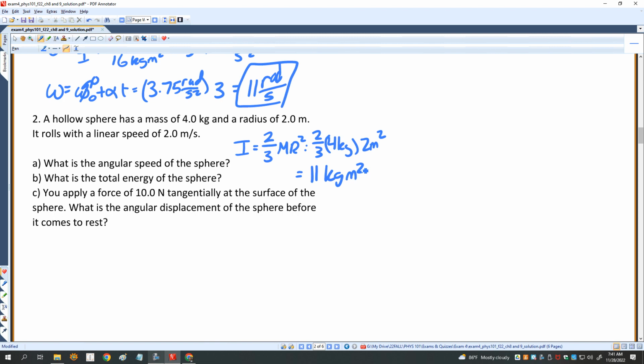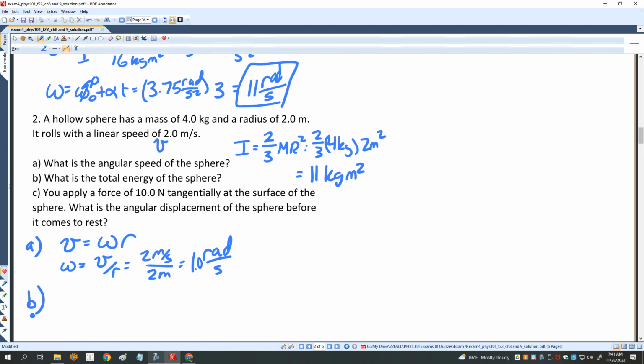Okay, so now for part A, I want to know what is the angular speed of the sphere. Well, I'm given the linear speed, that's v, and so I know that v is equal to omega times r. So if I want to know omega, that's just going to be v divided by r, which is 2 meters per second divided by the radius of 2 meters. So it has an angular speed of 1 radian per second. It should be 1.0.